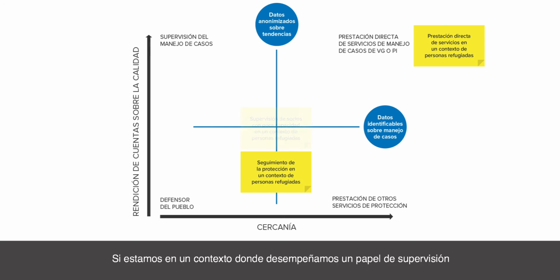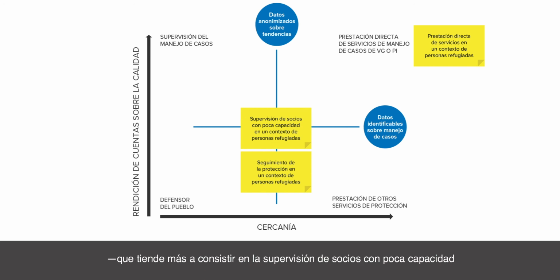If we are in a context where we are providing oversight, or actually usually it looks a bit more like supervision of low capacity partners in a refugee context, what this might require is instead of us just having to do oversight, we might actually be providing that case management supervision, helping that partner learn how to do case management. And in a case like this, this requires more access to case management information, because we're going to need to be able to help them to ensure the quality of that programming.